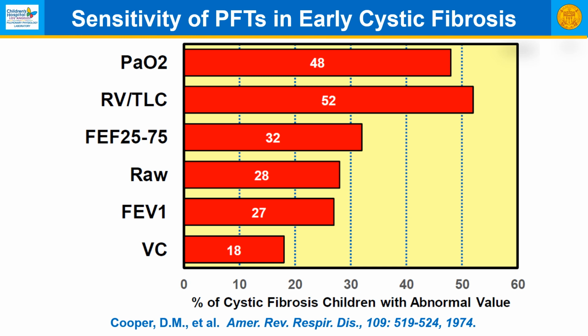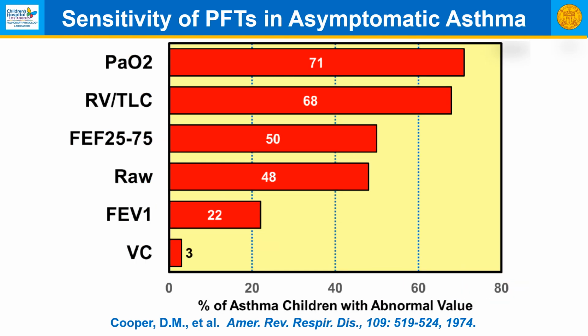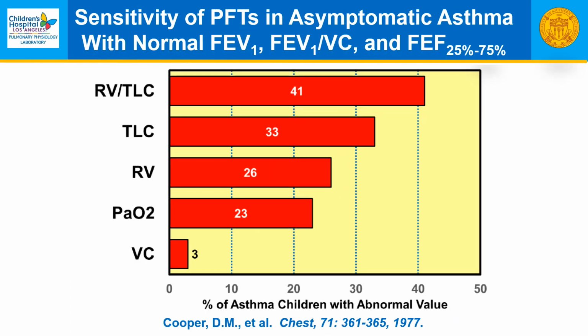This is a different study of children with mild CF. And again, in this case, residual volume, very sensitive. Then FEF 25-75, airway resistance, FEV1, vital capacity, abnormal in that order. These are asthmatic children, not during an attack. And again, RV is abnormal, and FEF 25-75, airway resistance, FEV1, and vital capacity are abnormal in declining order.